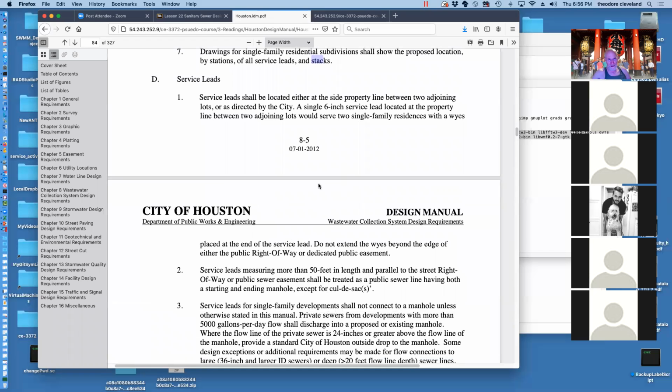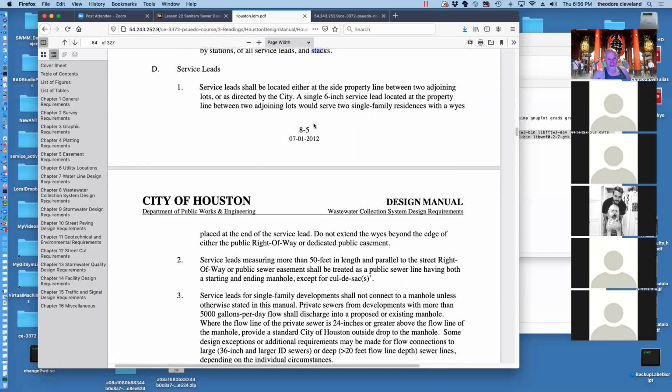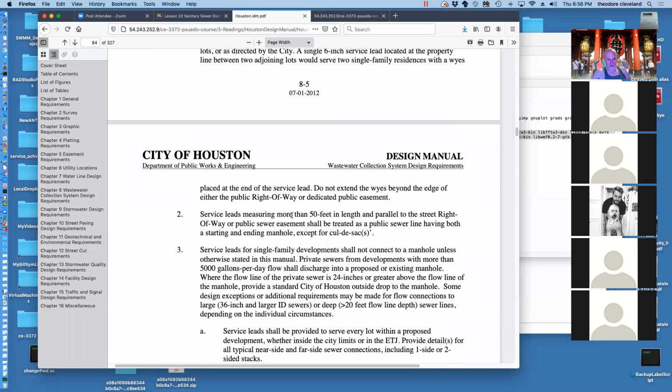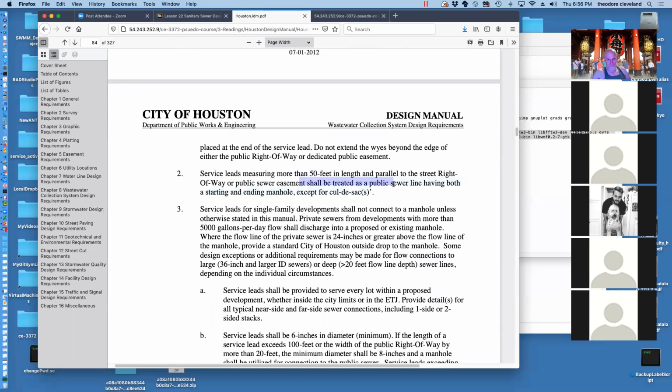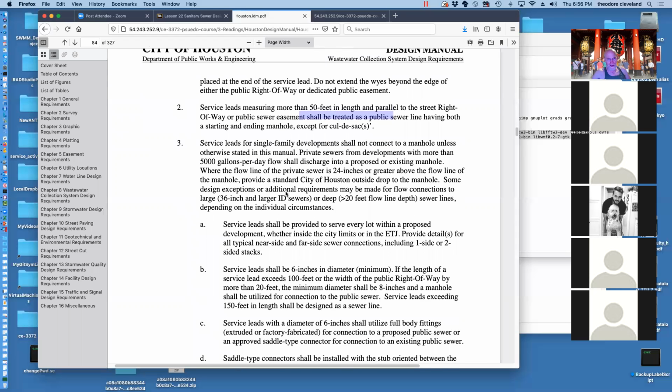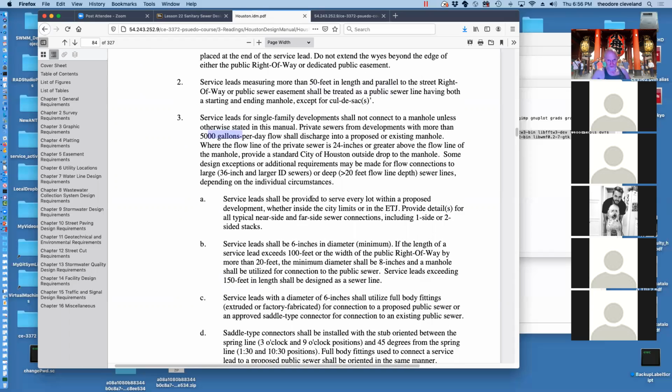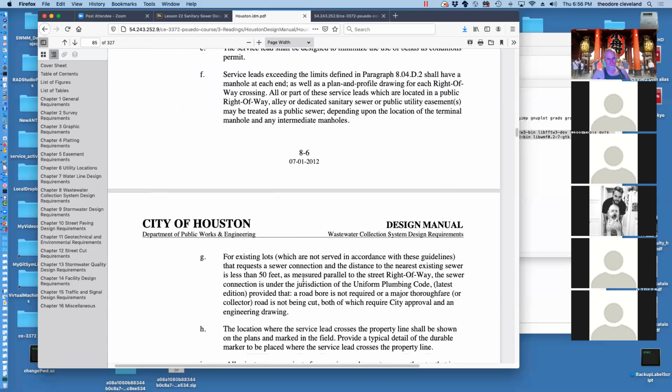Then it provides guidance on what these service leads are and how they're to be treated. And if they're longer than 50 feet, then they are treated as a public sewer and are to start and end at a manhole. And then if they carry more than 5,000 gallons per day, there's some additional requirements.